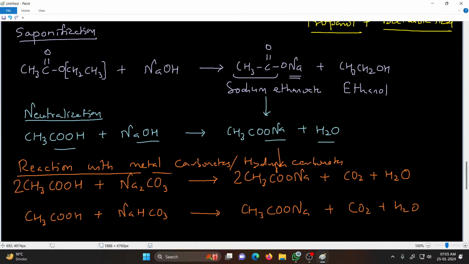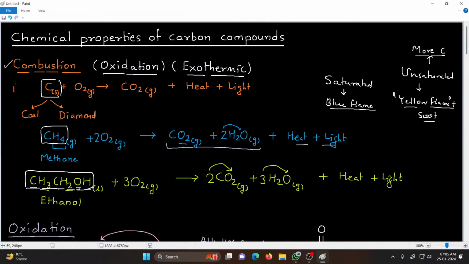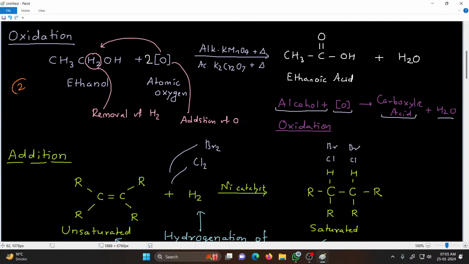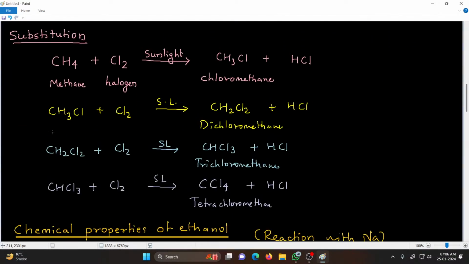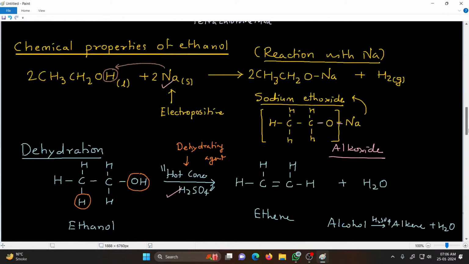So these are the chemical reactions of carbon compounds. In all, we can count how many reactions there are. First was the combustion reaction. You can write 1 over here. All these 3 reactions are for combustion. Second was the oxidation reaction. Third was the addition reaction. Then the substitution reaction. These 4 reactions were the common reactions of carbon compounds. Then the chemical properties of ethanol. In that, the reaction with sodium was the 5th one.